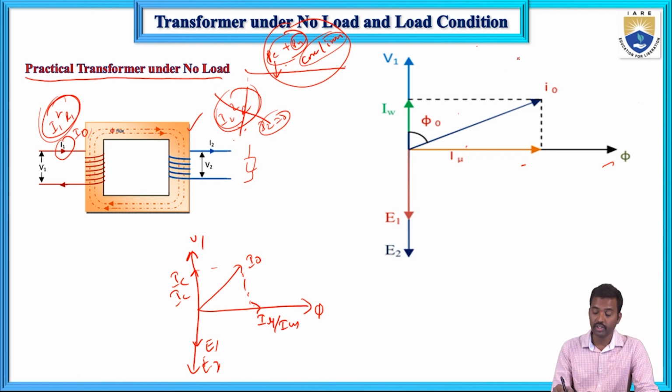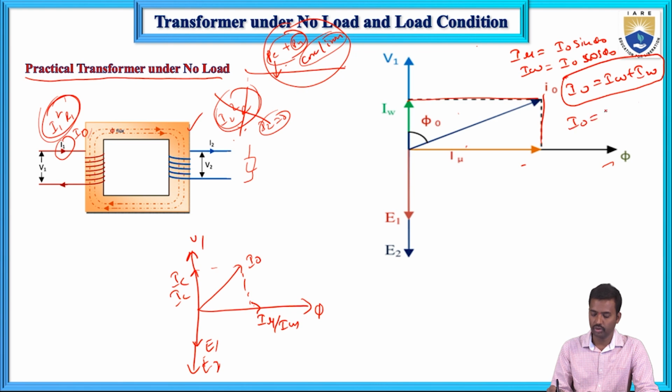Now if you write the formulas for this one, from this vector diagram, I mu equals Im equals I0 sin phi naught, and IW equals I0 cos phi naught. I0 equals the vector summation of IW plus I mu. So I0 equals the square root of IW square plus I mu square. So this is vector summation.